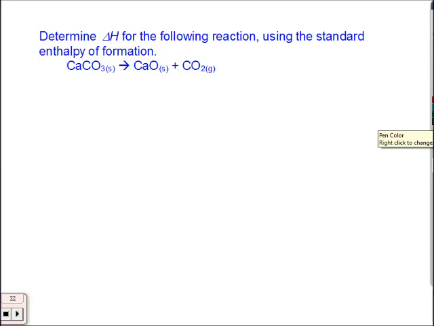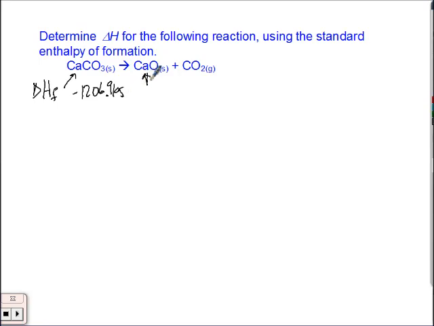This is going to be a practice where we look things up. So I have this reaction. I want to know what delta H is. Also, I might want to know if it's endothermic or exothermic. So I'm going to look these numbers up. Heat of formation of CaCO3. When I look that up, it's negative 1206.9 kilojoules.